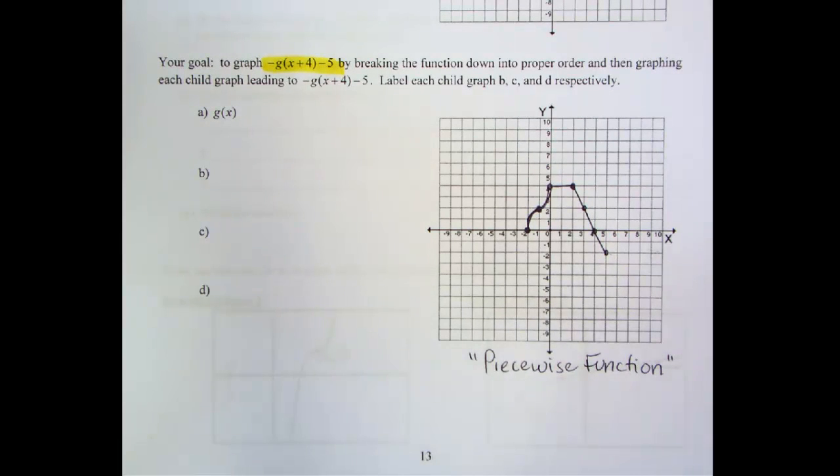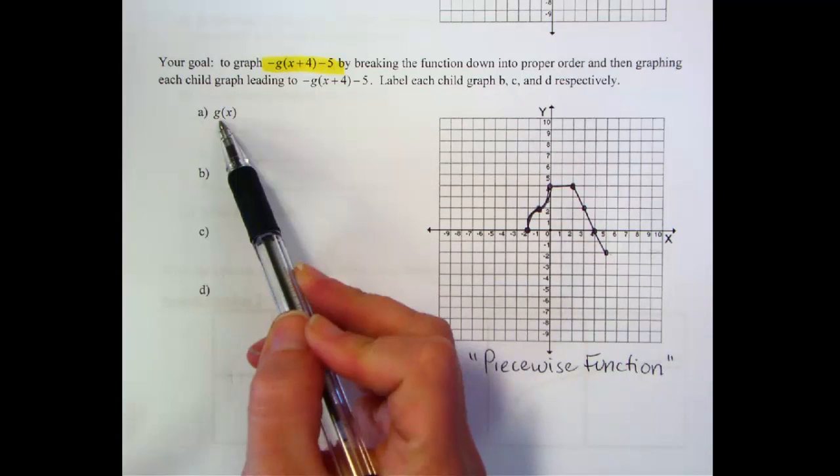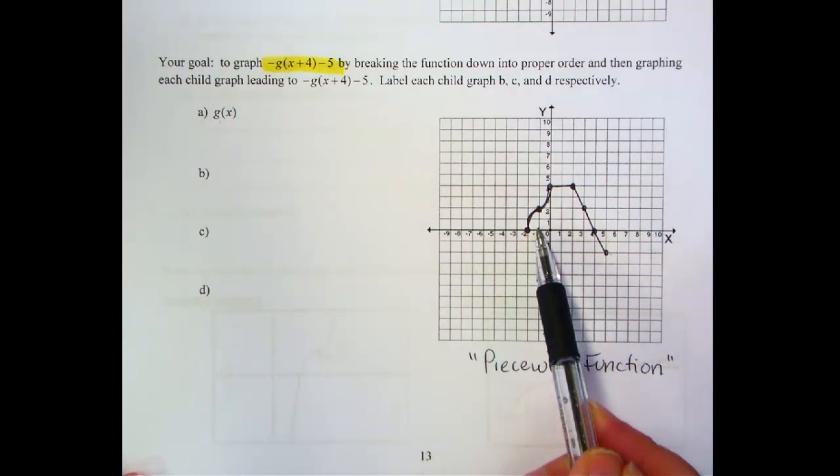So if we want you to do transformations to a piecewise function, we will give them to you. You won't be expected to graph them from the beginning. We'll give you the parent, and you will go through all the steps for the children. Okay, so we have g of x. That's what we're starting with.